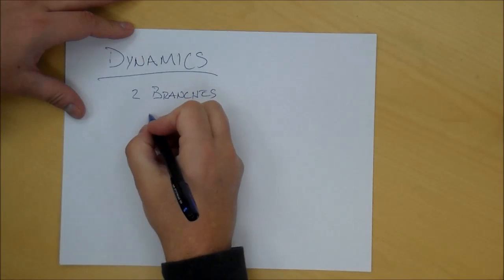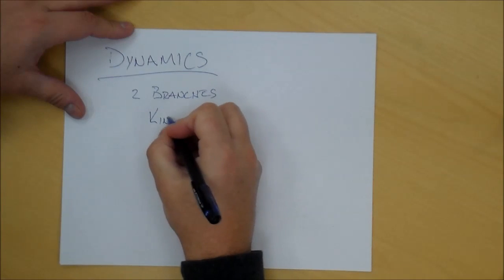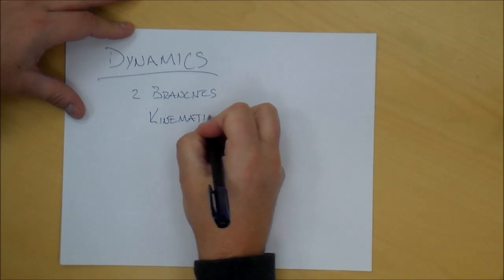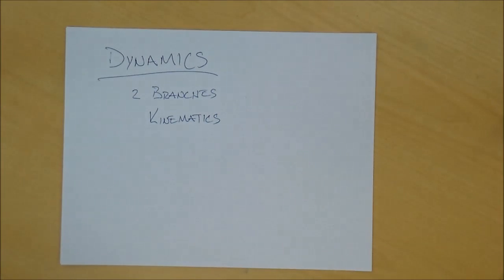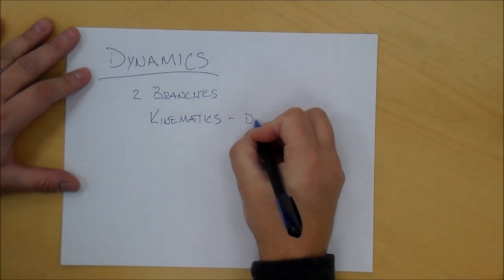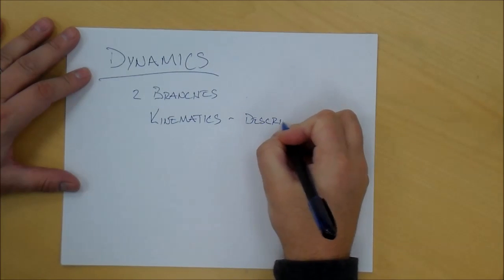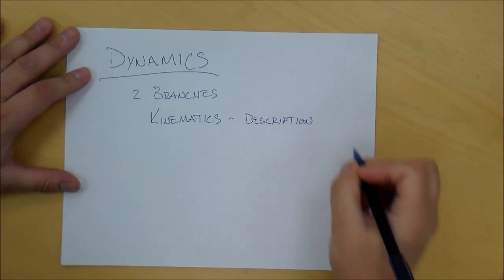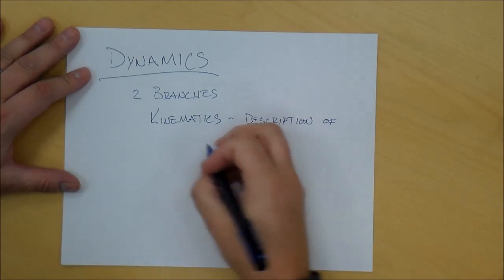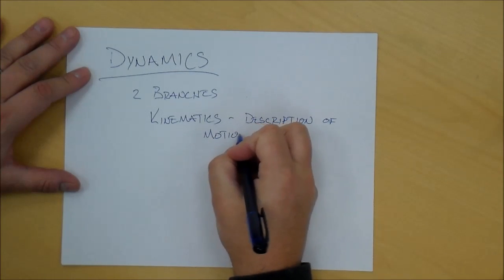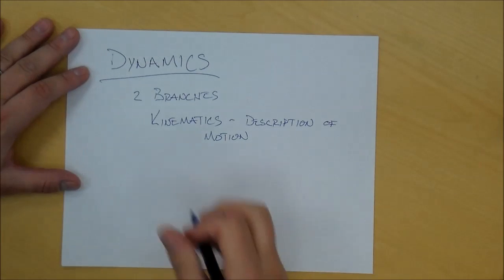These are kinematics. Kinematics is the geometry of motion and the relationships that we use to describe motion. For example, velocity, position, accelerations, relationships among them. So these are all of the tools that we use to describe motion.